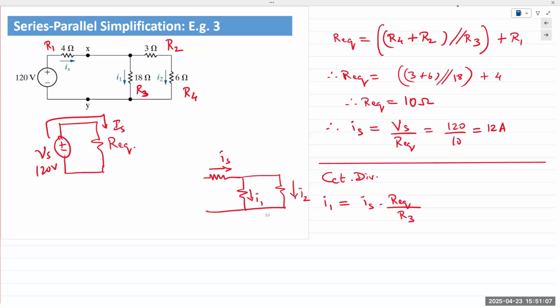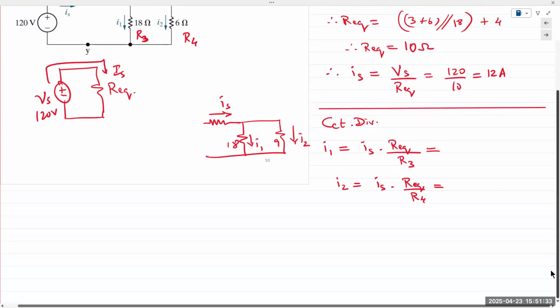So now you can apply current division principle, but REQ is only referring to those two branches. So it's 18 and 9. Okay, 18 and 9. That's REQ. You can calculate that. And I2 is also IS, REQ over R4. So with current division, you can find those two currents, I1 and I2.